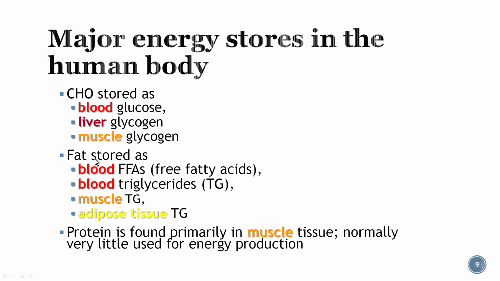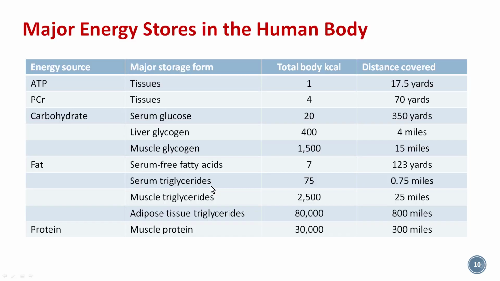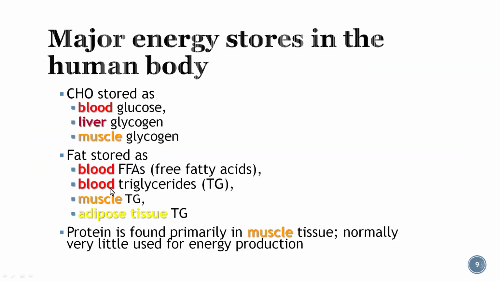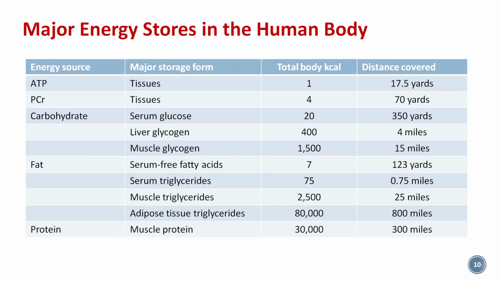Fat also can be stored as triglycerides, here TG, as TG in the blood and in the muscle and in the adipose tissue, which is an abundant source of energy. Also, your bloodstream will have free fatty acids, which is the smallest form of fat that runs in your bloodstream. Protein is the third fuel source, and it's found primarily in muscle tissue, which is basically your muscles, and it's normally used very little for energy production unless we are starving. So yeah, those are the three, and I want you to remember those.